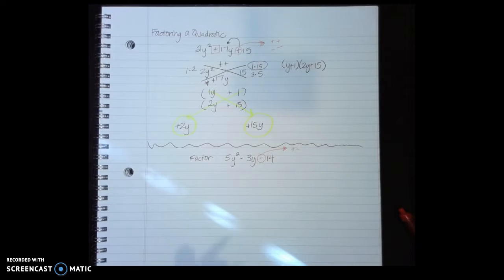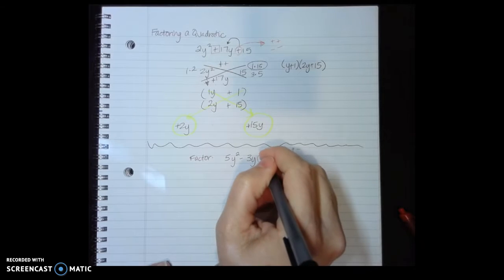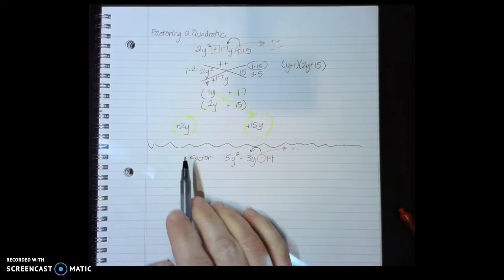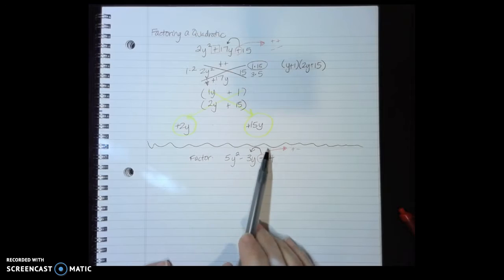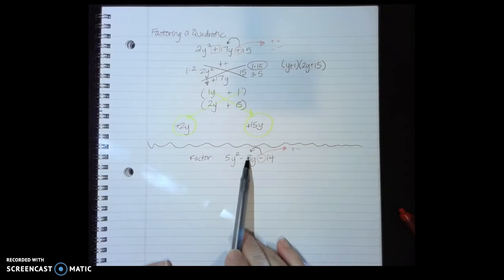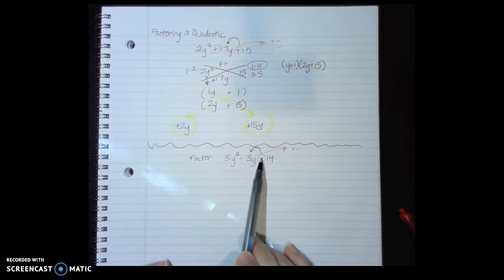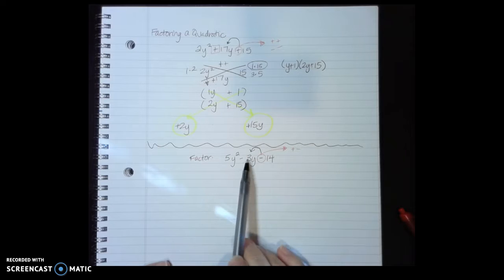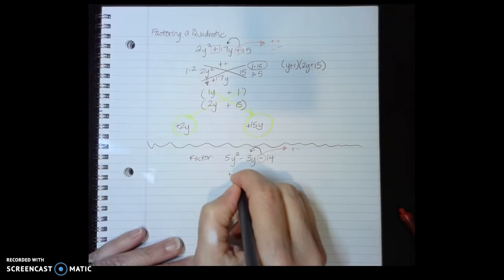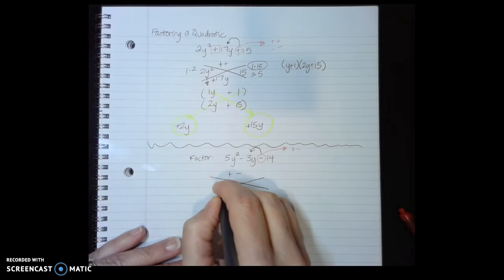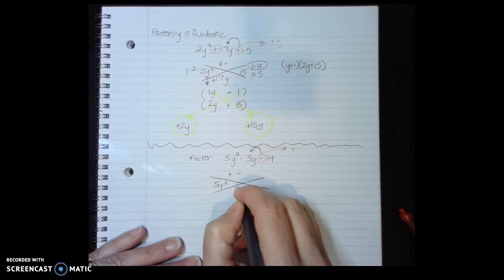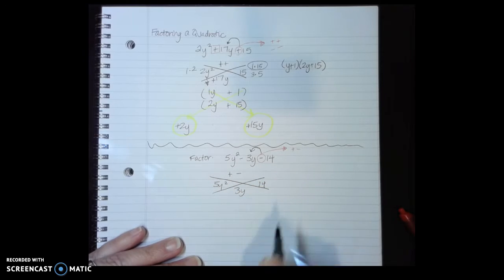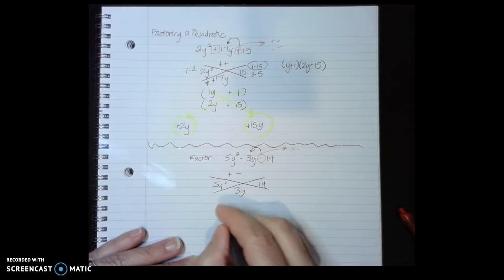It also tells me that when I get my outsides and my insides, they're going to need to subtract and make a 3. Don't worry about the signs in here. They're going to need to subtract to make a 3. So I know that my two signs have to be different. And I'm going to just write down all my players in here. I'm not worried about signs right now.